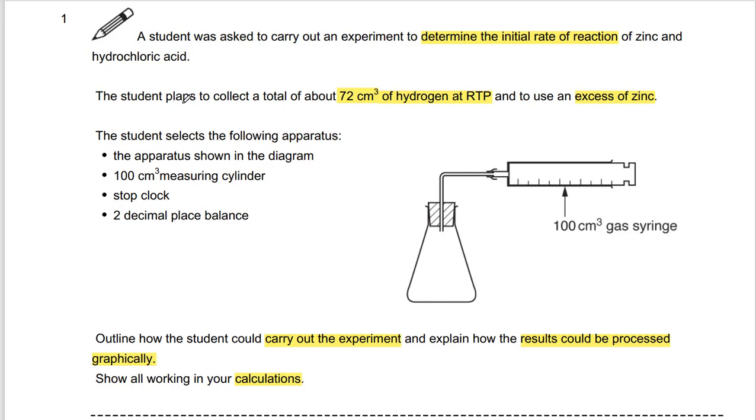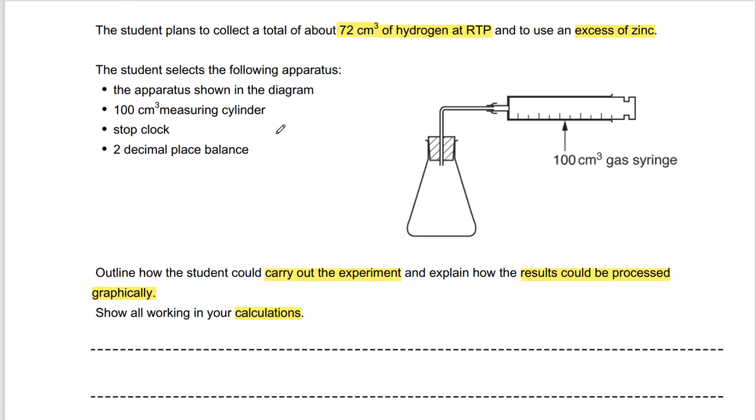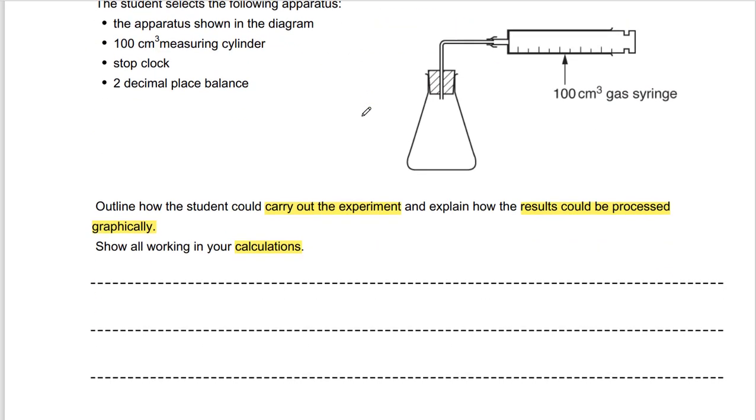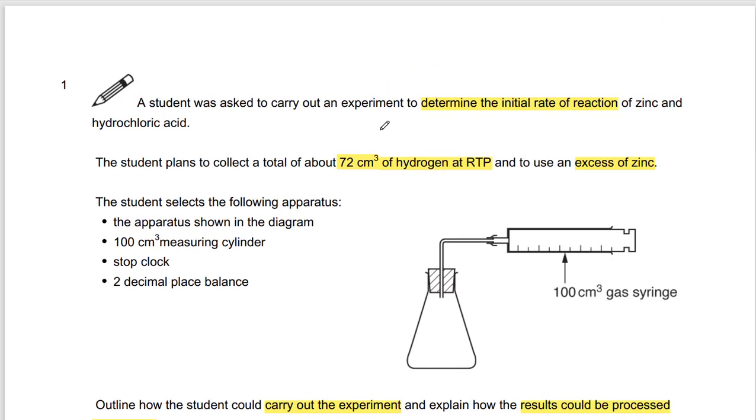So first of all, I'm going to calculate how much I'm going to need. Because if I want to collect 72 centimetres cubed of hydrogen, that's quite a specific number. You need to work out how much zinc and hydrochloric acid you need first. You can't just say weigh out the zinc and measure some hydrochloric acid, because it won't give you 72 centimetres cubed. You need to tell me how you're going to get 72 centimetres cubed, exactly.